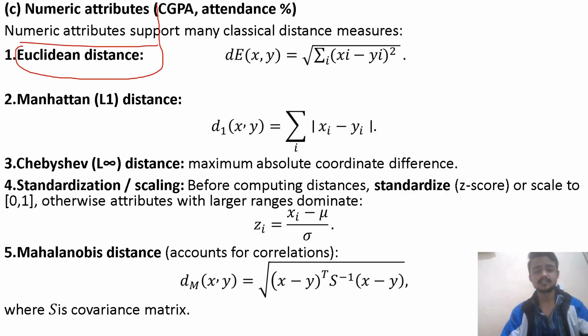Chebyshev distance, the maximum absolute coordinate distance. Standardization and scaling: before computing this, use standardized Z-score or scale to 0 to 1. Otherwise, attributes with larger range will dominate. z is equal to (xi minus mu) divided by sigma. Mahalanobis distance: DM(x, y) is equal to the square root of (x minus y) to the power T, S to the power minus 1, (x minus y).